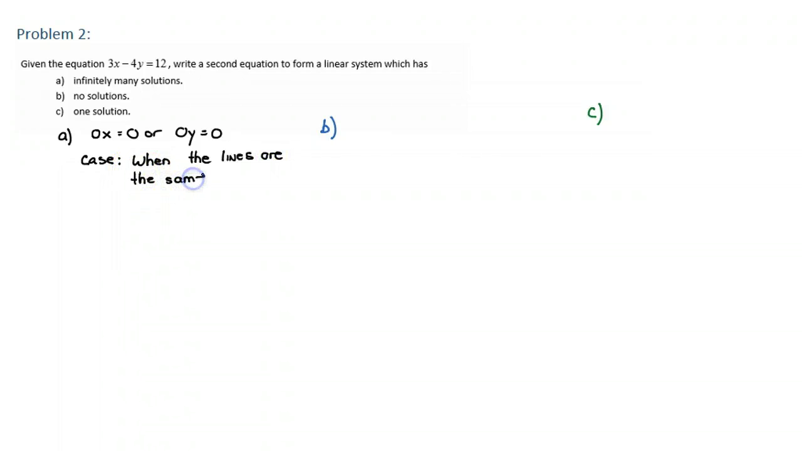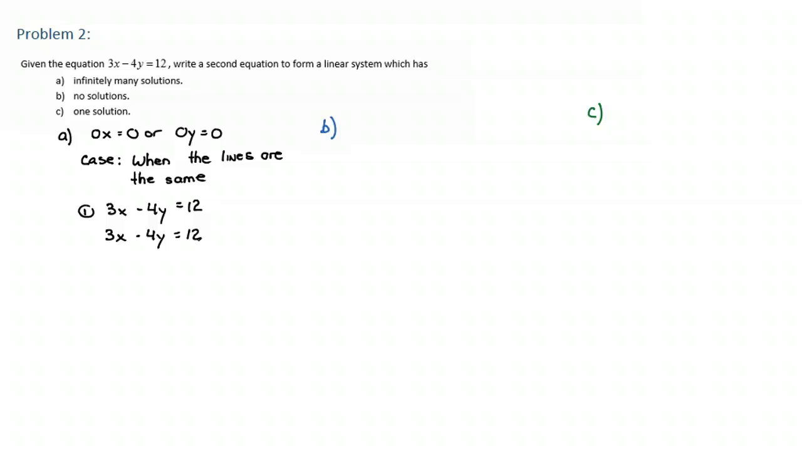So therefore, if equation 1 is 3x minus 4y equals 12, what I need to find is a second equation that is the same line. So if I really wanted to, I could say another possibility is 3x minus 4y equals 12. So there is a second line that has infinitely many solutions because they're the same.